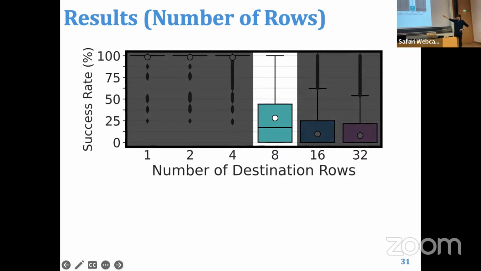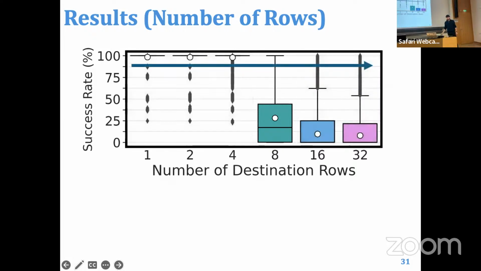And the small little circle is the mean of all the attempts. The line is the median of all the attempts. And the box contains 50% of all the attempts, which is the majority of the attempts. And the top and bottom whisker lines are actually the maximum and minimum. There are some outliers as well, but they're considered outliers. There are a small amount of them.